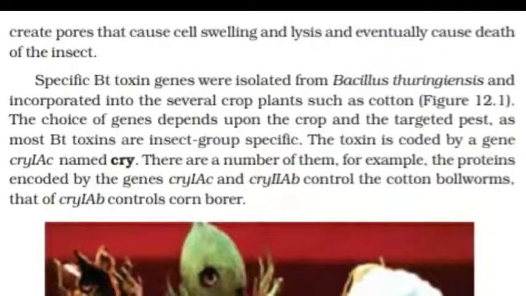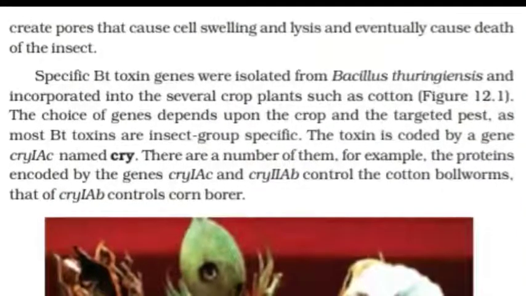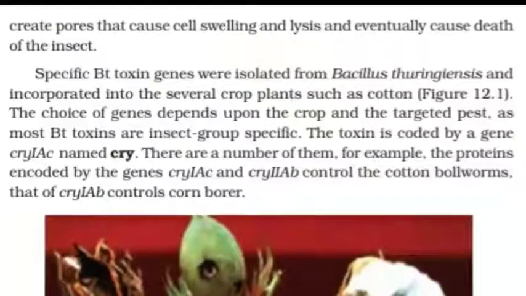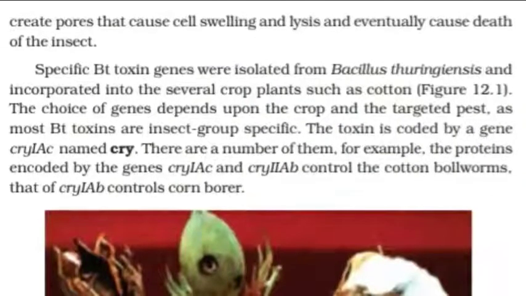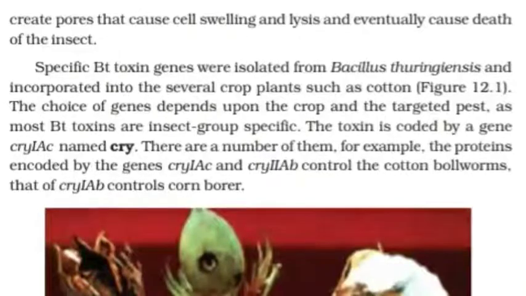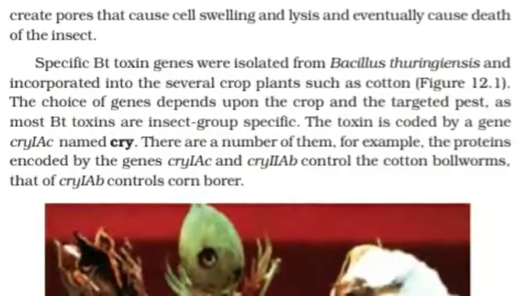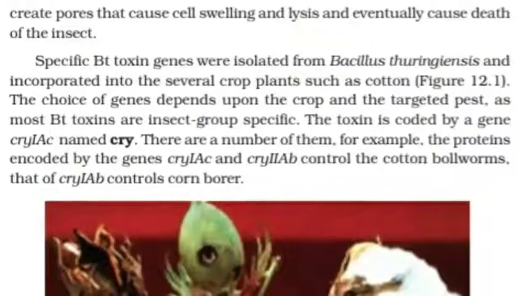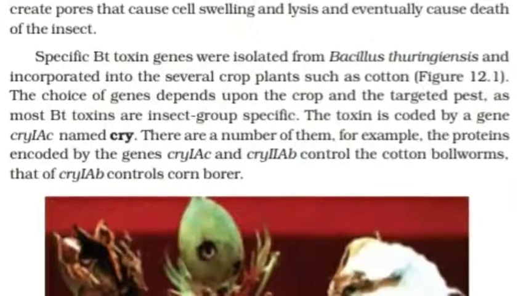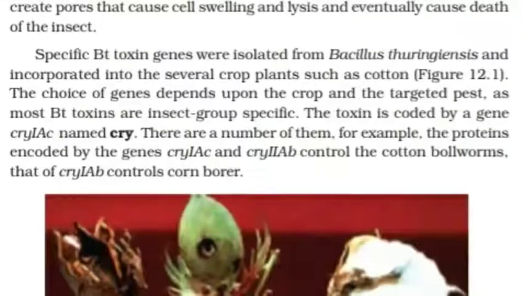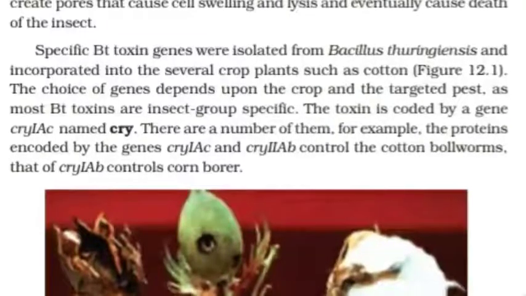Specific Bt toxin genes were isolated from Bacillus thuringiensis and incorporated into several crop plants such as cotton. The choice of gene depends upon the crop and the targeted pest, as most Bt toxins are insect group specific. The toxin is coded by a gene named Cry. There are a number of them. For example, the proteins encoded by the genes Cry1Ac and Cry2Ab control the cotton bollworm. That of Cry1Ab controls corn borer.